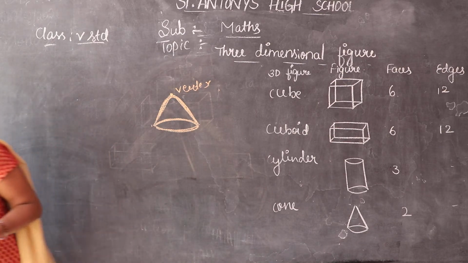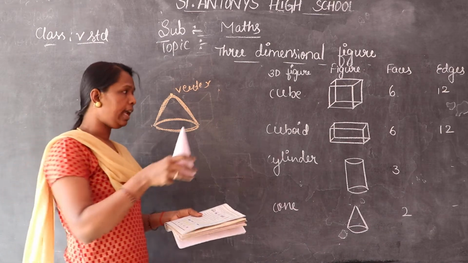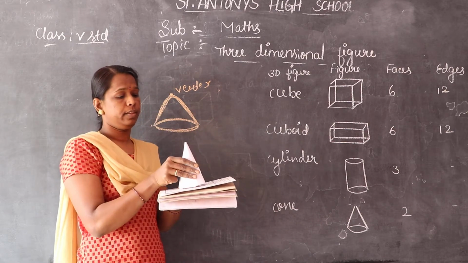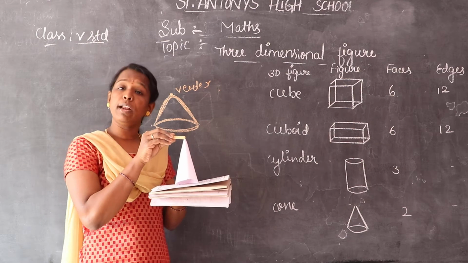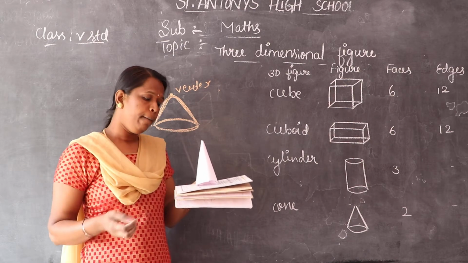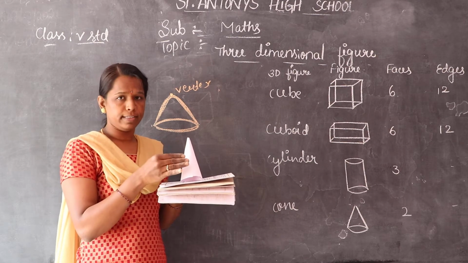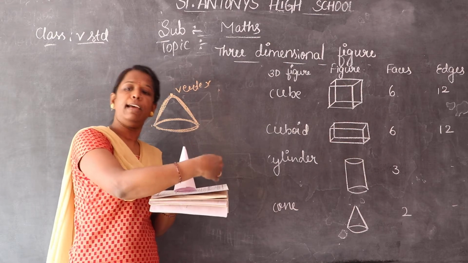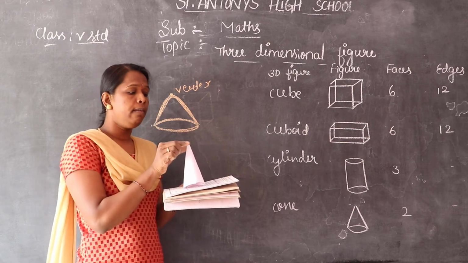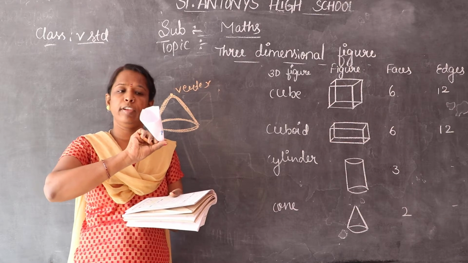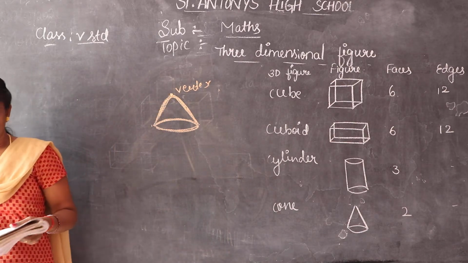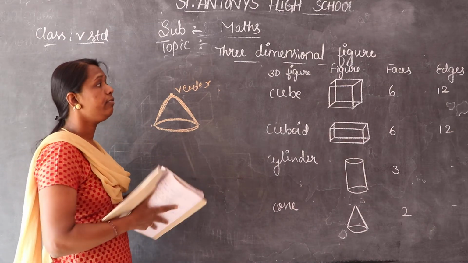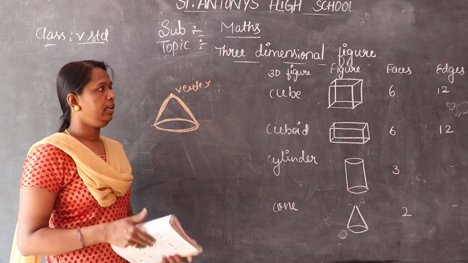A cone has one circular base and one curved surface. Okay, but only one vertex is there. Vertex means a common point. When you see the cone from the front side, it appears as a triangle shape. When we see it from the side, left or right, it is also a triangle. When we see the top or bottom, we can recognize a circular base. So these are the names of the 3D shapes, with their faces, edges and vertices.